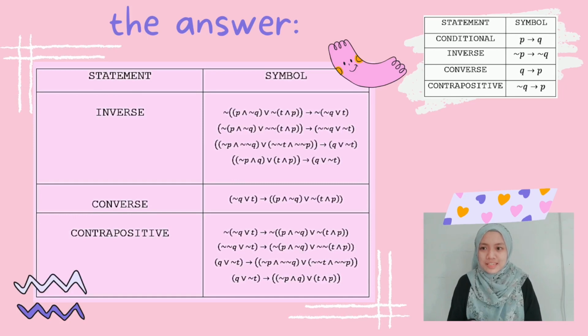Okay, for the last one, the contrapositive. To define the contrapositive, we also need to change the positions, so the hypothesis becomes the conclusion and the conclusion becomes the hypothesis. And then we need to negate it also. Then we need to simplify it. For this question, it will be the negation of Q and T implies the negation of P and the negation of Q, or the negation of T and P. So we will get the answer: Q and the negation of T implies the negation of P and Q, or T and P. I think that's all for example 3.